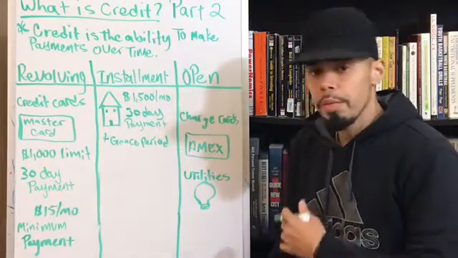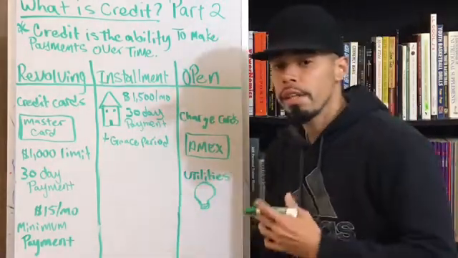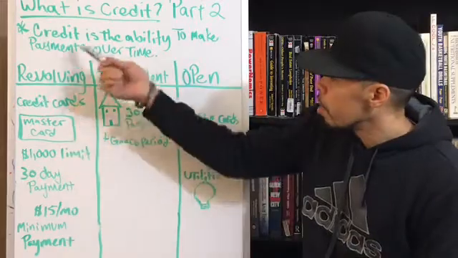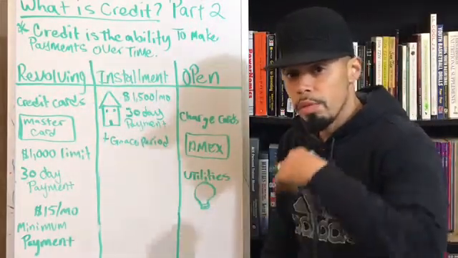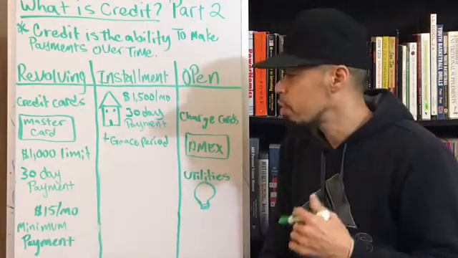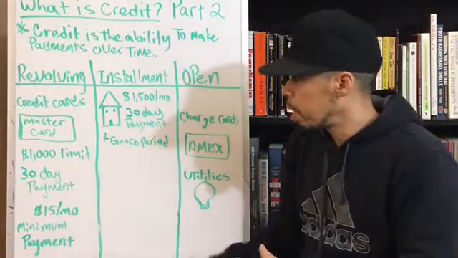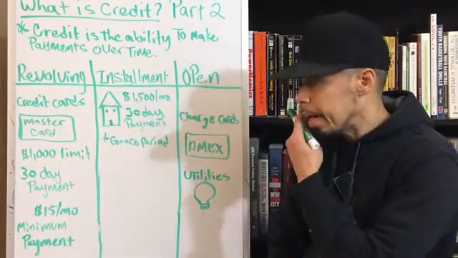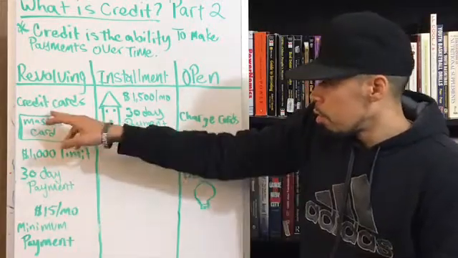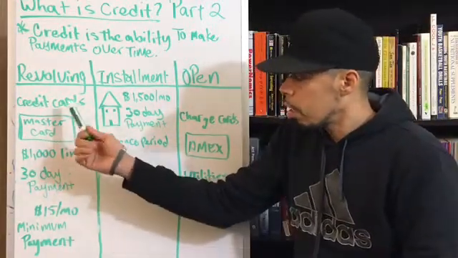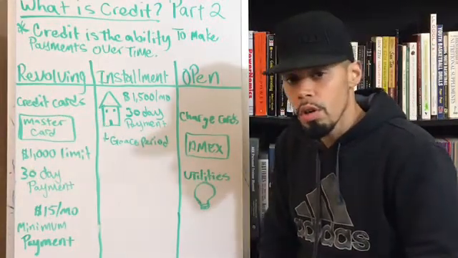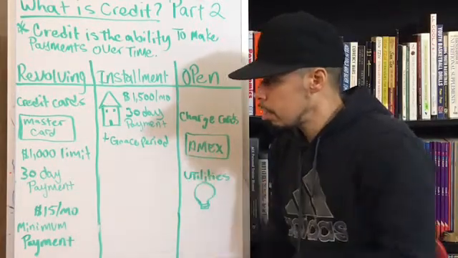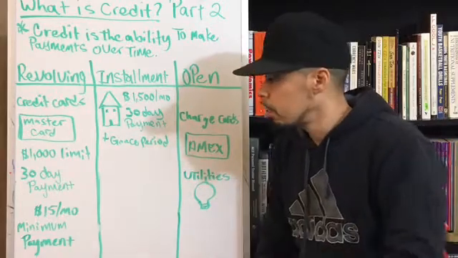Now, over here, we're going to get a little more in depth with the different types of credit accounts. So right here we see, once again, just to double back, credit is the ability to make payments over time. As we recap, as we talked about in the first video, credit falls into three different categories: revolving, installment, and open accounts. Credit cards are revolving accounts. Like we stated earlier in part 1, these are payments that fluctuate monthly.